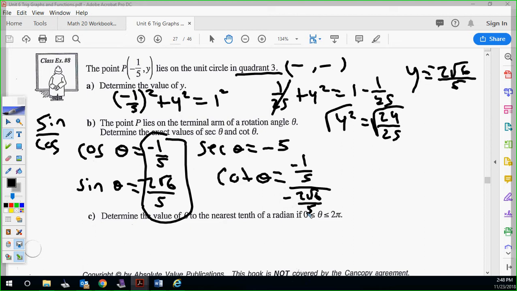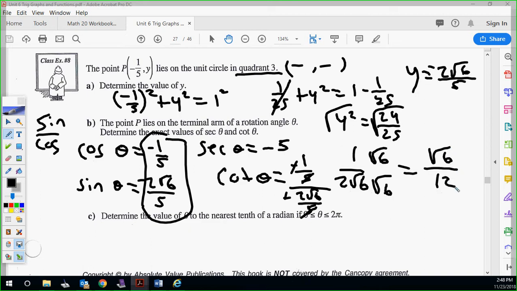When you see the 5s there, they're going to cancel. And the negatives cancel. So you get 1 over 2 root 6. We're going to rationalize. And that rationalizes to root 6 over 12, because root 6 times root 6 is 6, times 2 is 12. So the value for cotangent theta is root 6 over 12. And that's positive because that's the quadrant in which tangent and cotangent are positive.